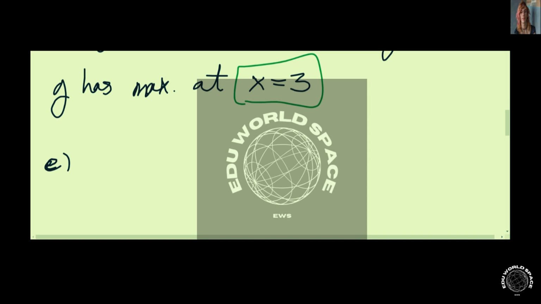Then in part E, we're asked to sketch a rough graph of g.